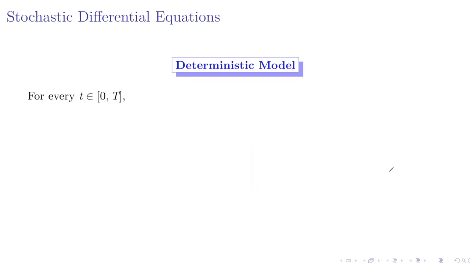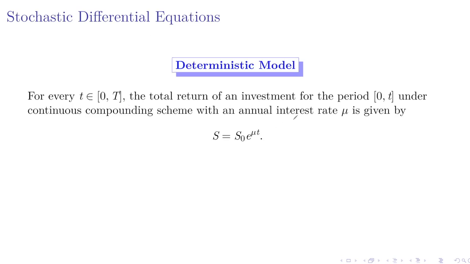Let us start with what we already know. For a given time t in the interval 0 to capital T, the total return of an investment for the period 0 to T under a continuous compounding scheme with annual interest rate mu is given by S equal to S naught into e power mu t. Remember, generally we take the rate as R, but here I intentionally prefer to take it as mu. This is something which we know right from the beginning of our course.